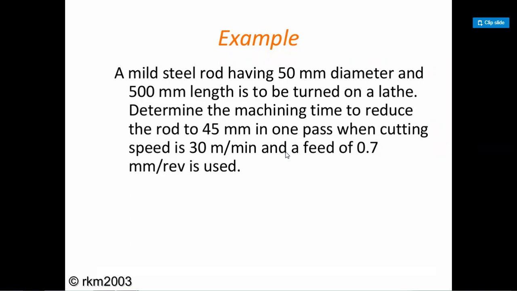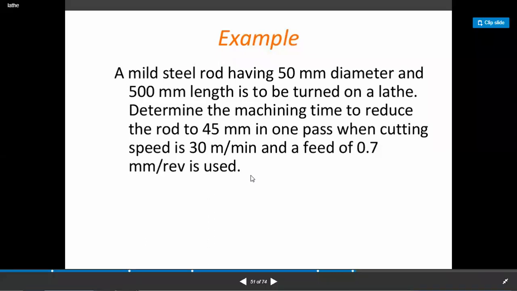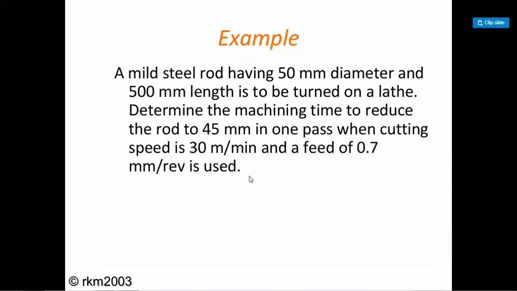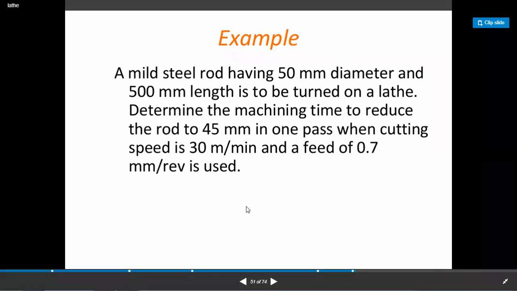Thank you, Karan. So students, this is one problem given. A job of maximum diameter 50 mm and required length of 500 mm is to be turned on a lathe machine. We have to calculate the machining time for reducing that 50 mm diameter to 45 mm. The cutting speed v is given as 30 meters per minute, and the feed is also given. So we have to calculate the actual machining time.